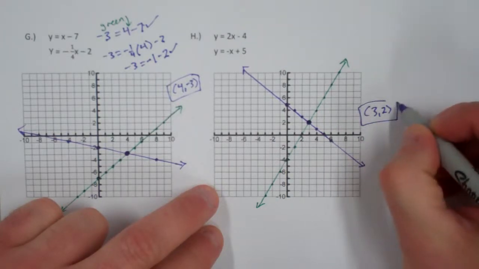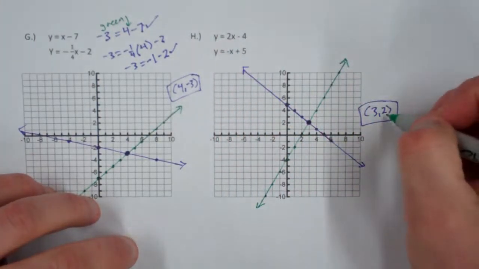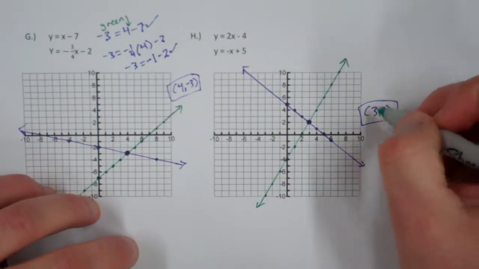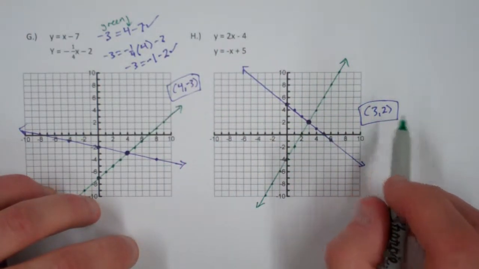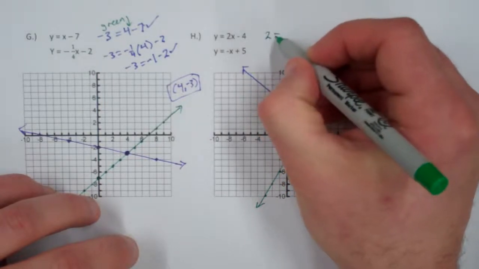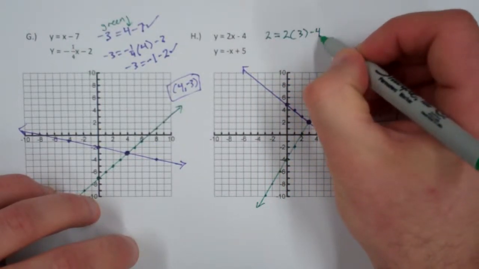There's 3, 2, and we'll substitute this into each one. Let me try to use the correct color for you. We'll do the first one. Remember, y is 2 here. Common student error is to choose the first number for the first variable, but y is the second variable in the ordered pair here. So we have to write 2 is equal to 2 times 3 minus 4.